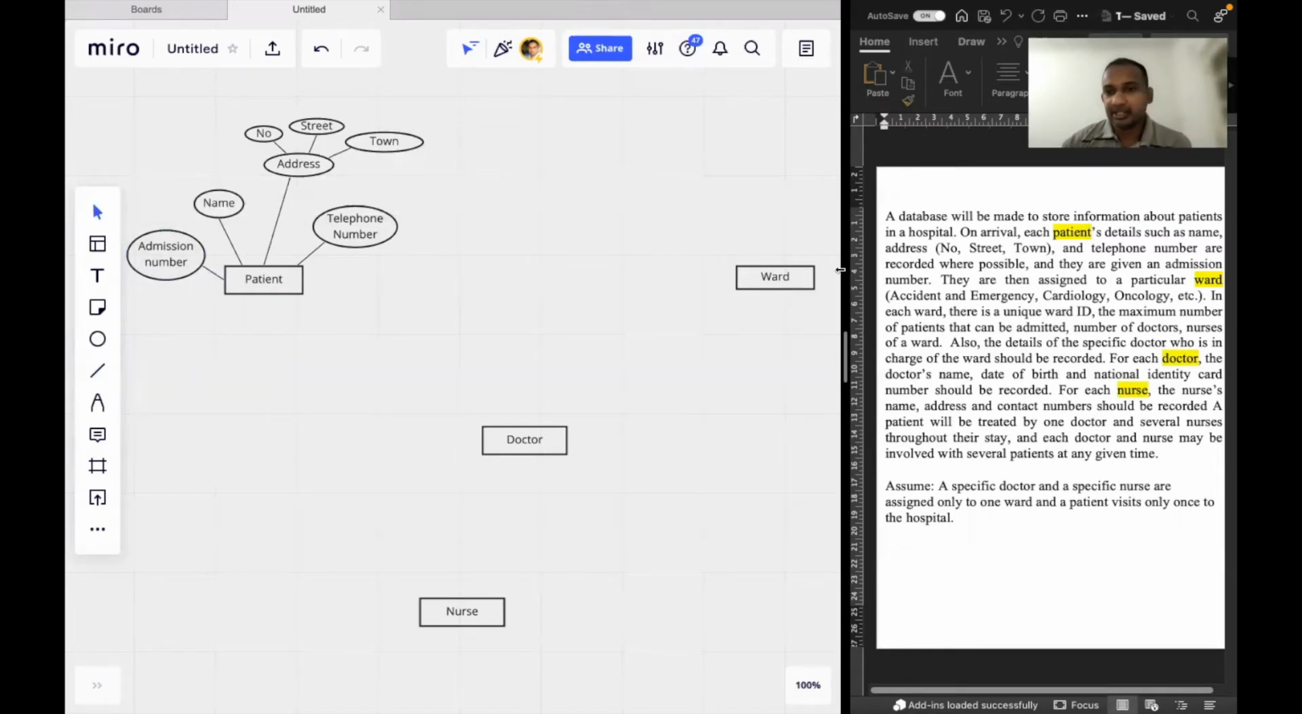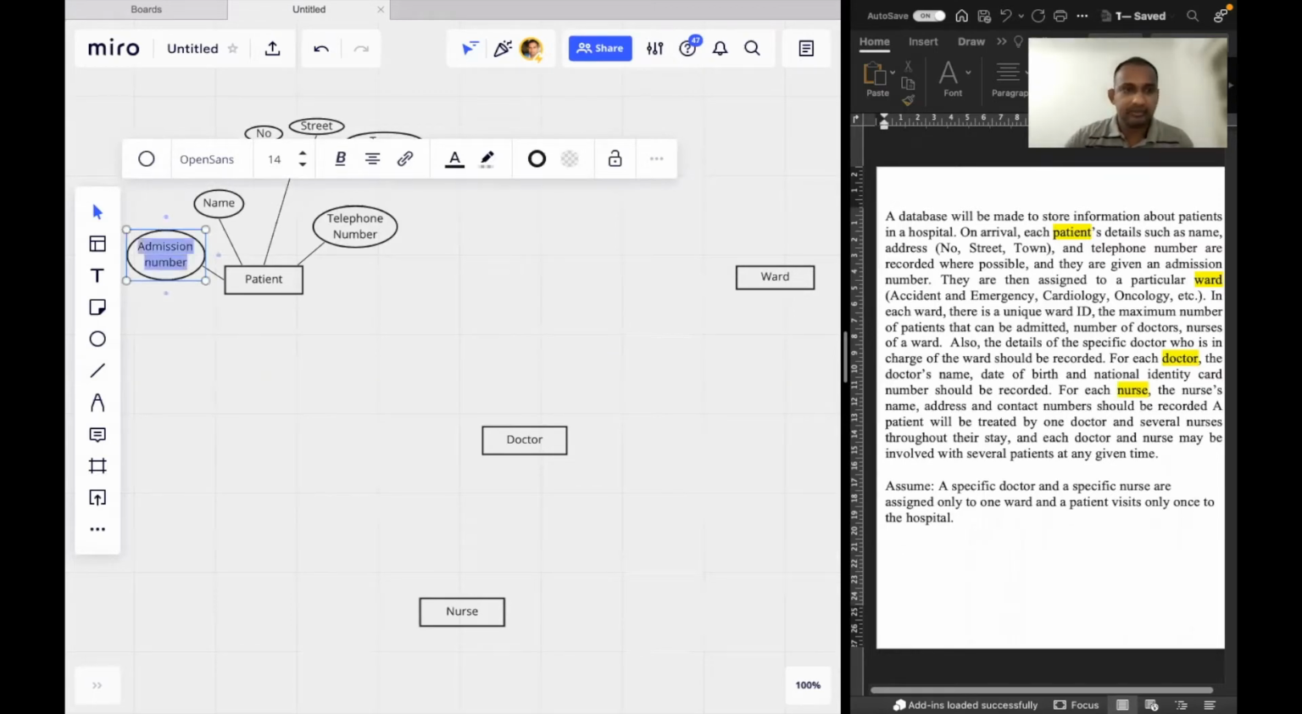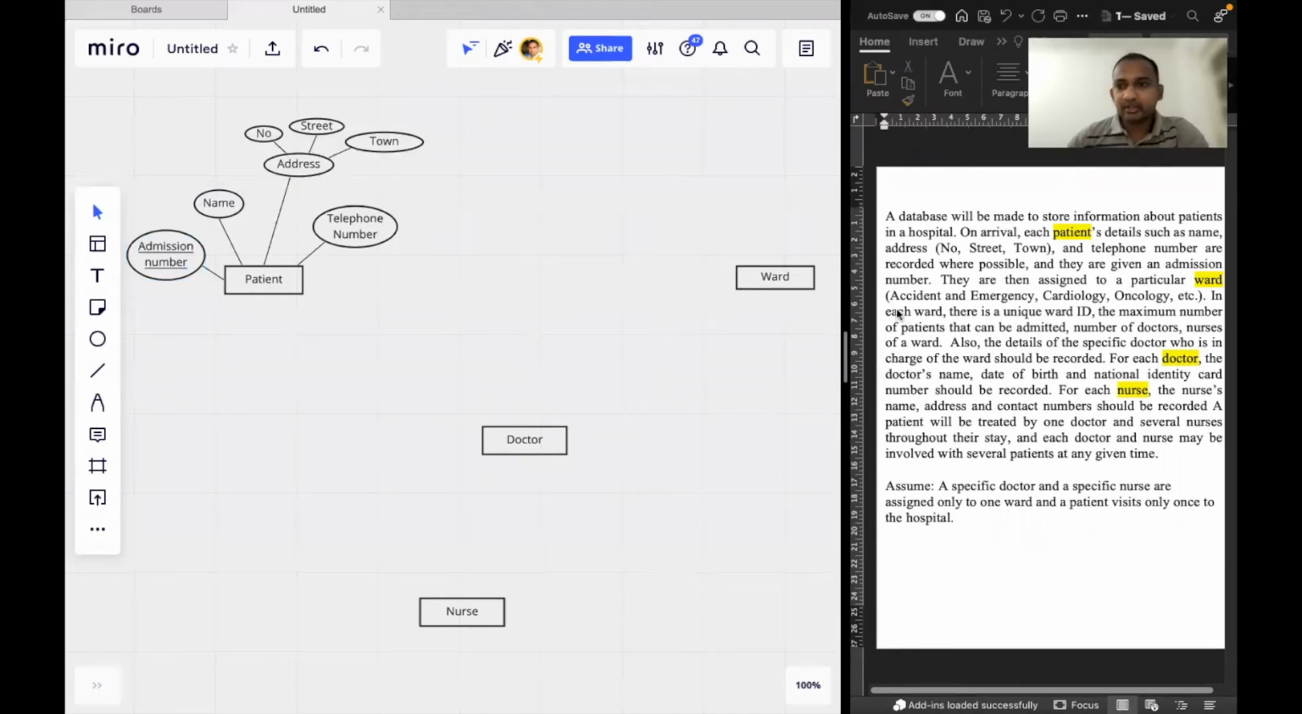And remember that the admission number, we can assume it is unique. Therefore, for unique identification of each entity, we call it a primary key. So if it is a primary key, you have to underline that attribute. So you can use this one as underline.